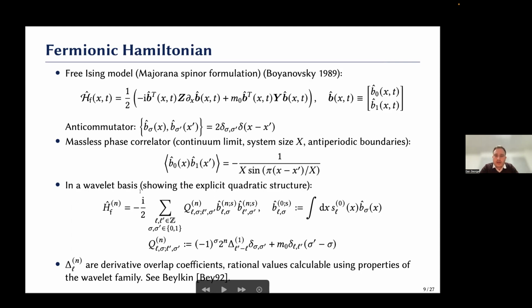And then this is what the Hamiltonian looks like after it's been discretized in the wavelet basis. Once you take this overlap with the scale functions in the individual Majorana modes, you get these Majorana scale functions, which are then connected by this coupling matrix Q. Derivatives are replaced by these deltas, which are derivative overlap coefficients. Somewhat unexpectedly, these are rational. And you can calculate those just based on the properties of the wavelet family.